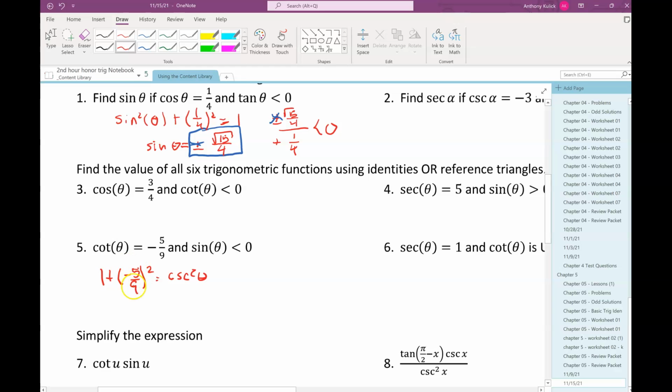So let's see, that's 25/81 plus 81/81 is 106/81. And we'll square root both sides there, so plus or minus square root of 106/9.